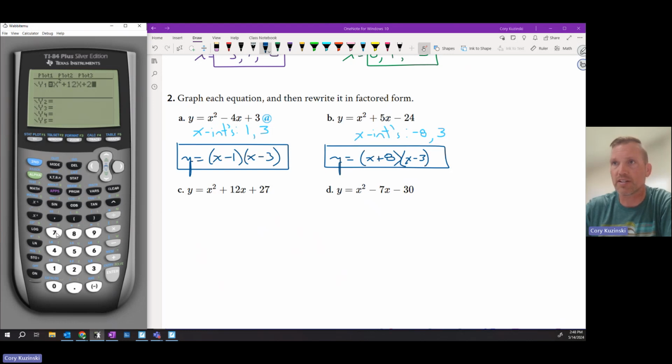12x plus 27. Let's go to the graph. And the table will show us the x-intercepts too, right? Let's go to the table. There's one of them, -3.